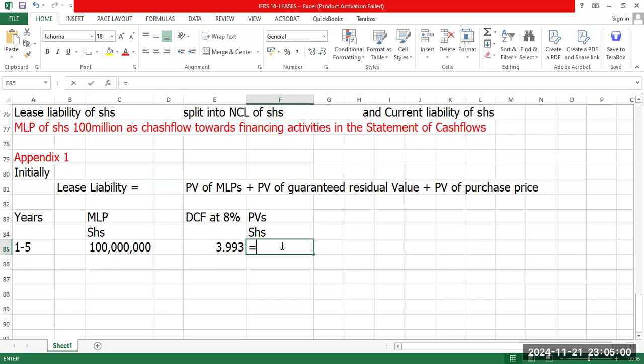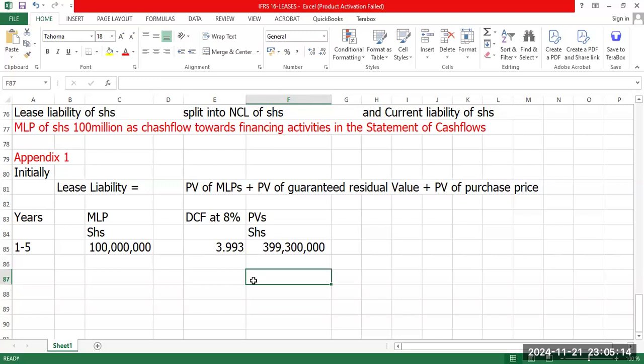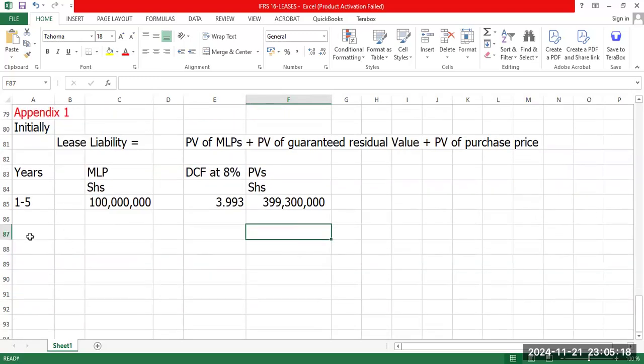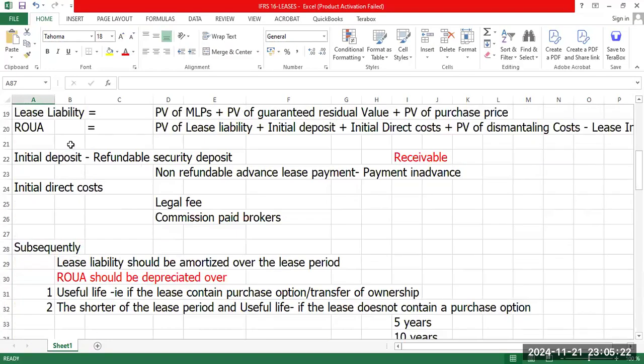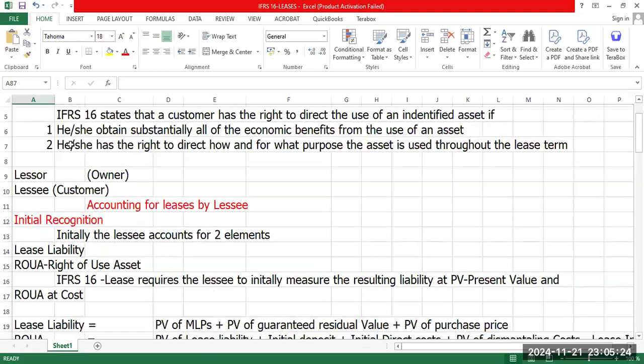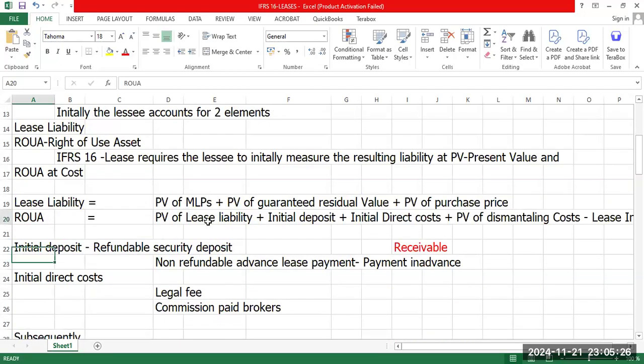So finally, what is my present value? Get this times. Okay, so that is my answer. That is my present value. Then what about right of use asset? The formula I have. Let's put some speed. Right of use asset, this is the formula.